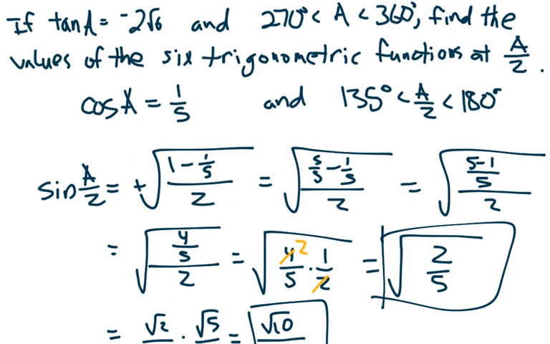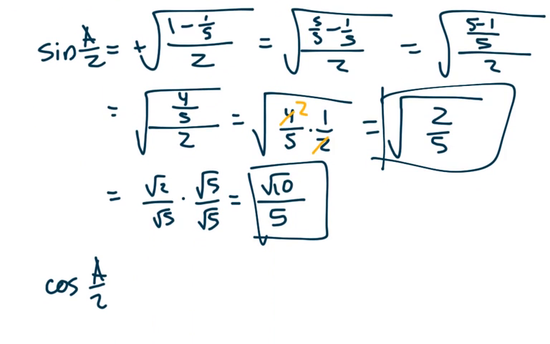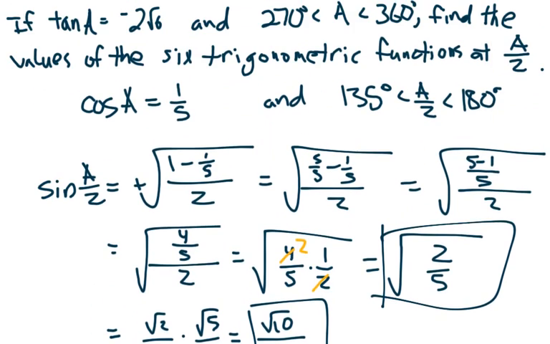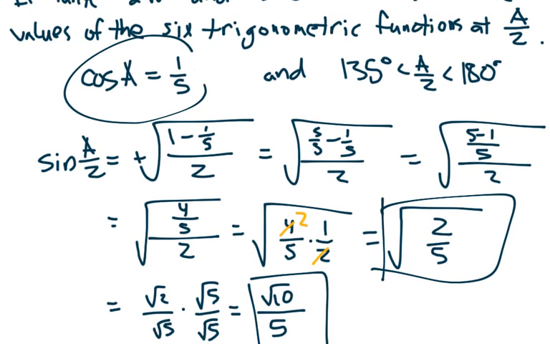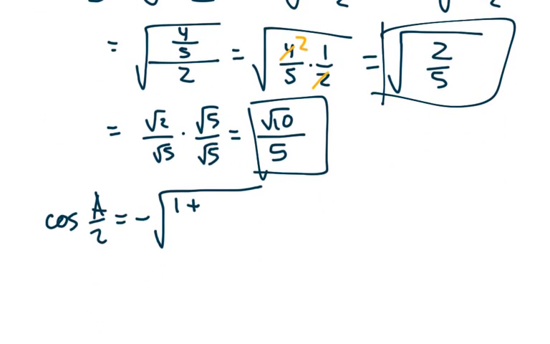The first things we pay attention to are what quadrant this is in. This is still in quadrant 2, but now we're talking about cosine, so this is going to be the negative square root of 1 plus cosine of a, over 2. What was cosine of a? There it is again, 1/5. So 1 plus 1/5 over 2.